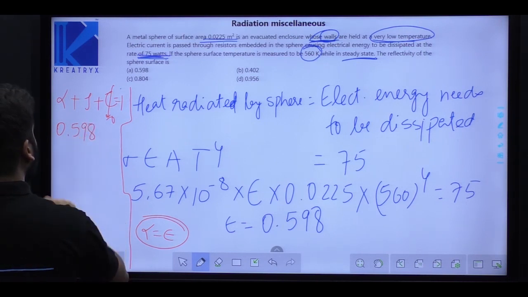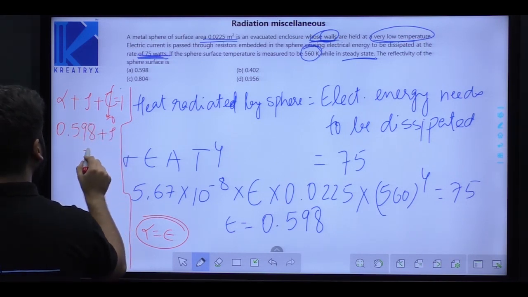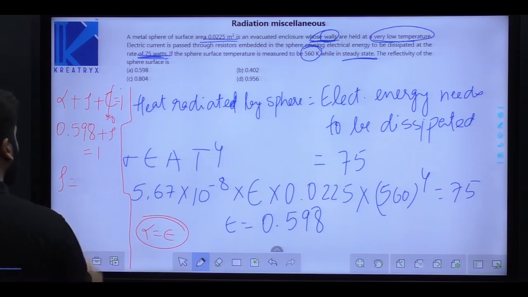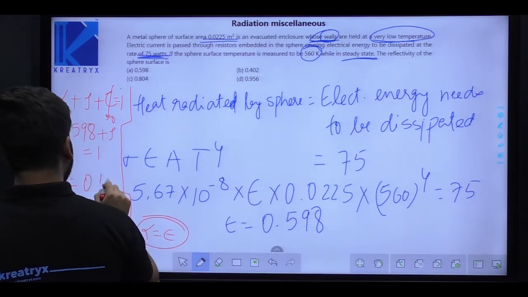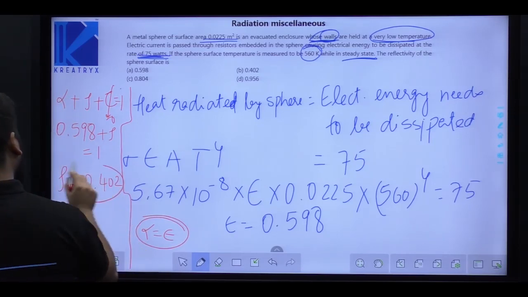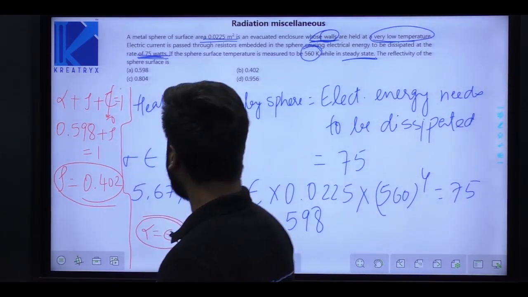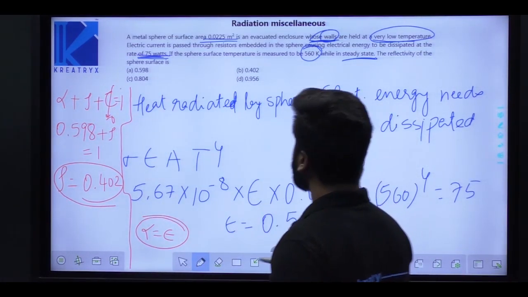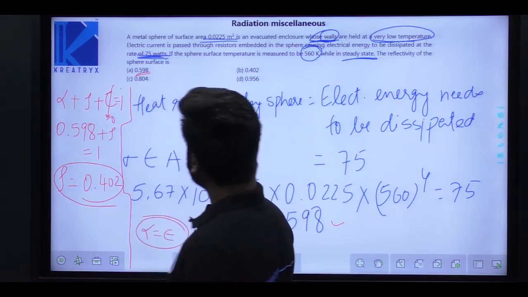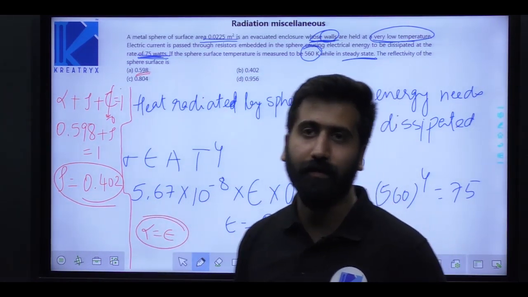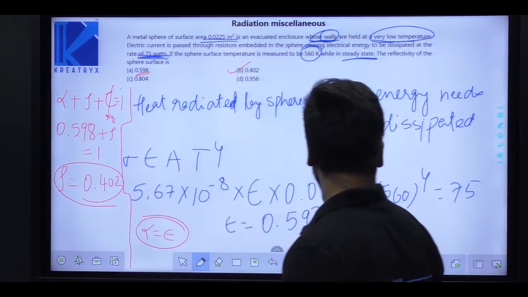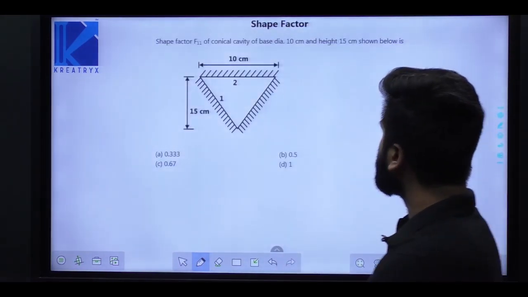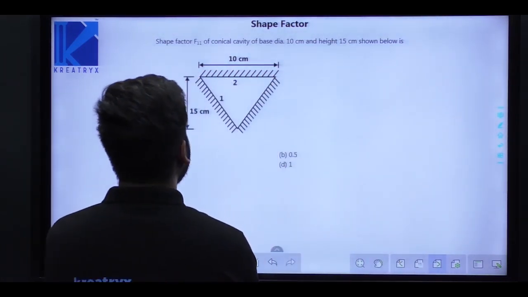So alpha is 0.598 plus rho is equal to 1. Find rho. Rho is 1 minus 0.598, that is 0.402. Many students will find epsilon and take 0.598, and they will forget to find reflectivity. So be careful. This is the answer.